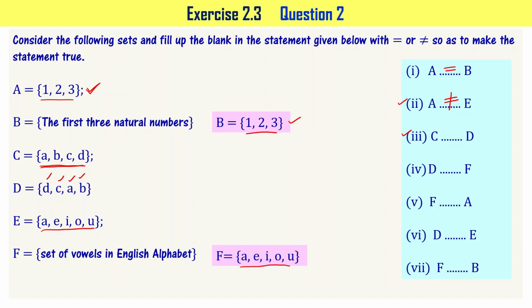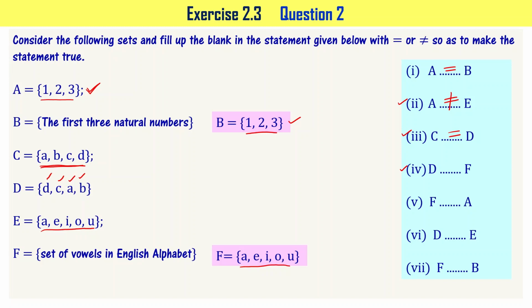When I do that, C and D are exactly the same, right? The elements of C and the elements of D are the same. It means C is equal to D. Now let's see the next question, that is D and F, the relation between them.